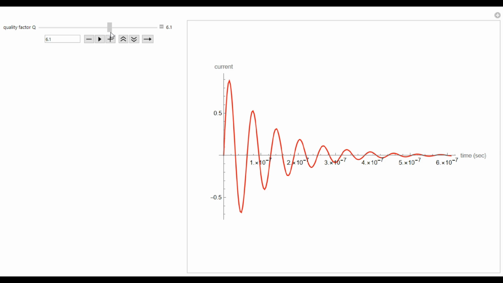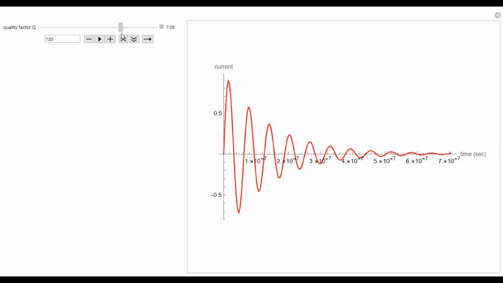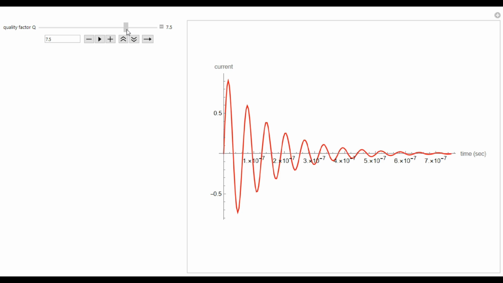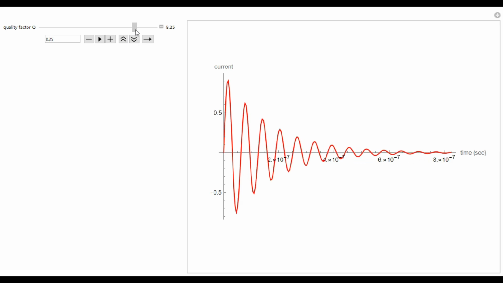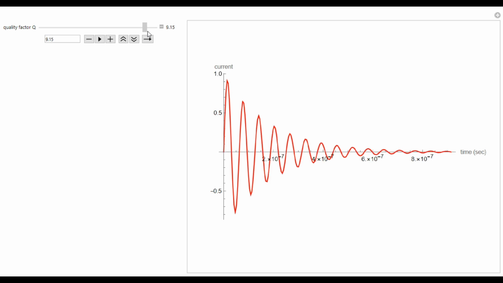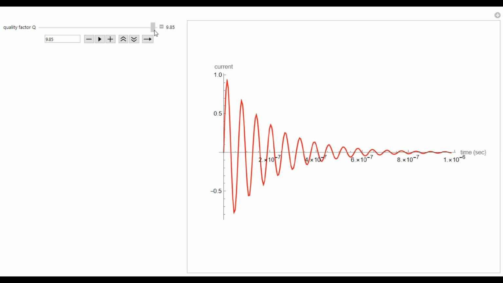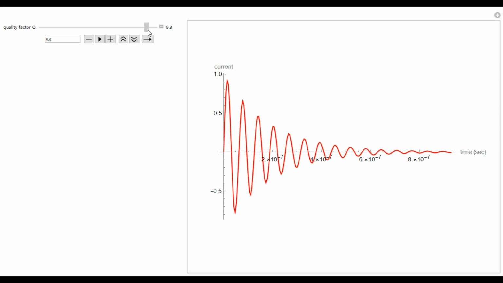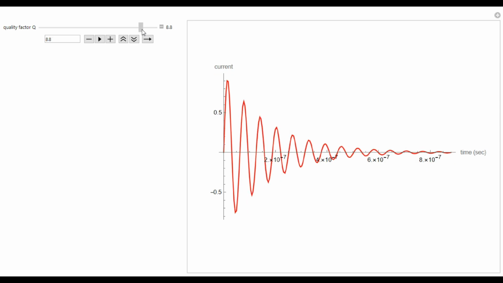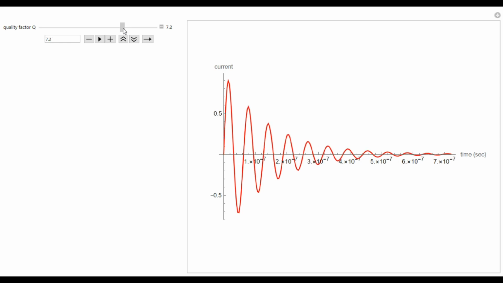Let's dive in. Chapter 1. What is an RLC circuit? An RLC circuit is a fundamental electrical circuit that consists of three components. 1. A resistor R which opposes the flow of current. 2. An inductor L which stores energy in a magnetic field and resists changes in current. 3. A capacitor C which stores energy in an electric field and resists changes in voltage.